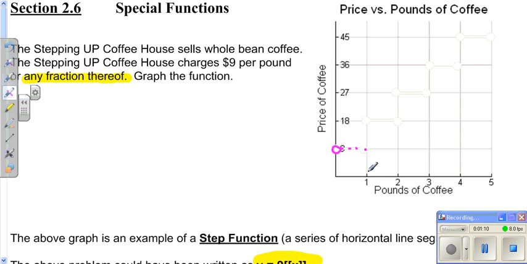We had said once you would get to, say, 1.1, it was $18. And anything between 1 and 2 gives you $18, including 2. However, right here, there'd be an open circle. And then this pattern would continue. So in other words, you would end up getting a graph that would look like this. Since it's a series of steps, we would refer to this as a step function, hence the name of our Stepping Up Coffee House.